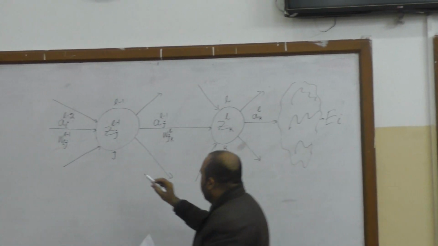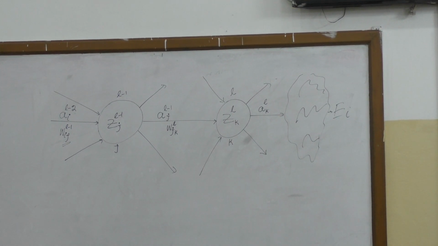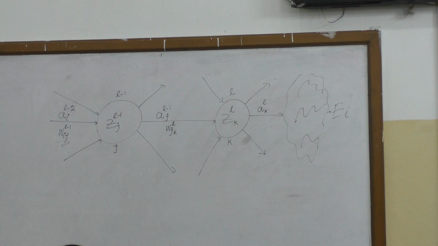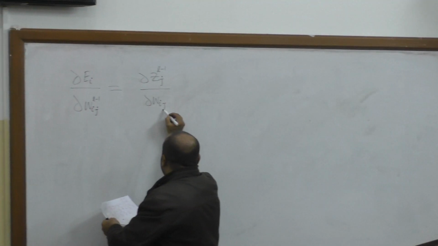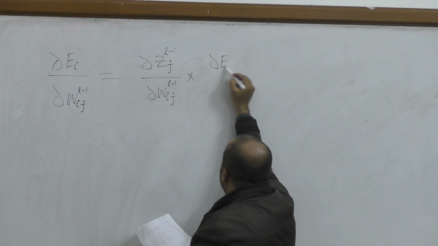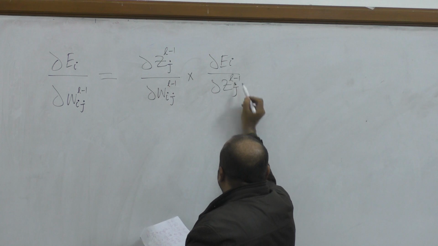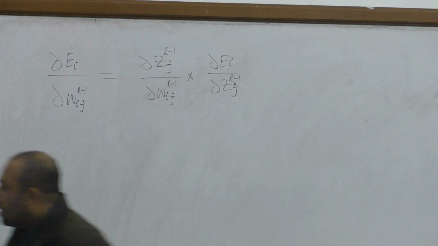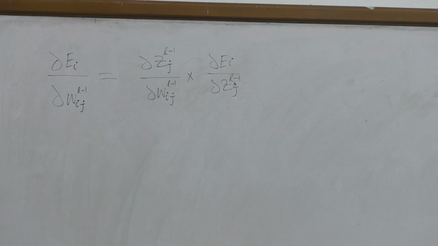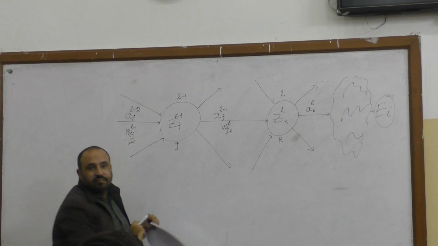Error with respect to this thing is what? So derivative of that with respect to this is the derivative of this with respect to that, and then the derivative of that with respect to this. This way.